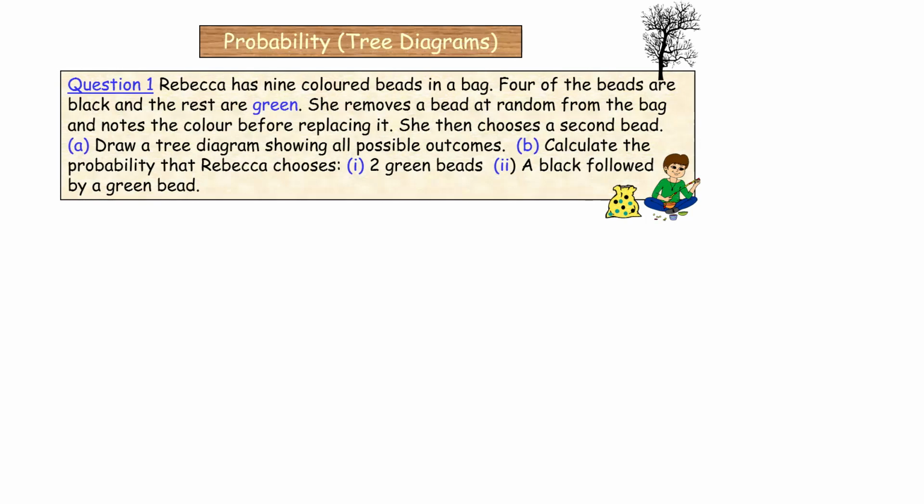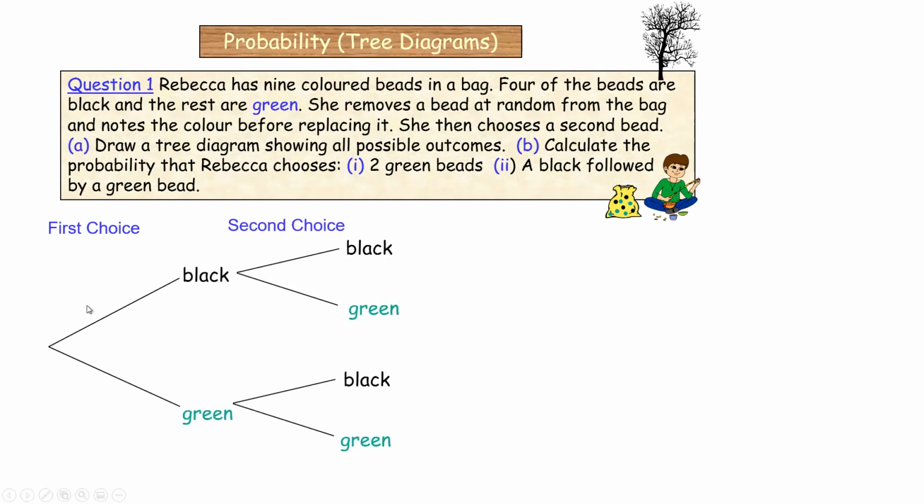Okay, so let's have a look then. So in the first instance, Rebecca selected either a black or a green bead. 4 of them are black, so the probability of selecting a black bead is going to be 4 out of 9. Probability of selecting a green bead is 5 out of 9. And she replaces these beads back, and then she selects again. So same probability, 4 out of 9 for black, and 5 out of 9 for green. Okay. So we've completed the first bit, which is to draw the tree diagram.